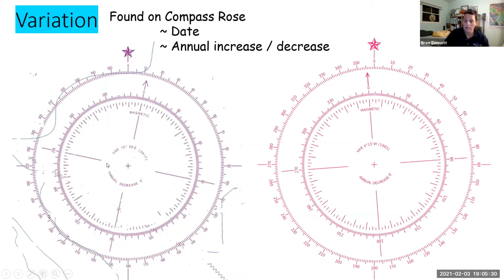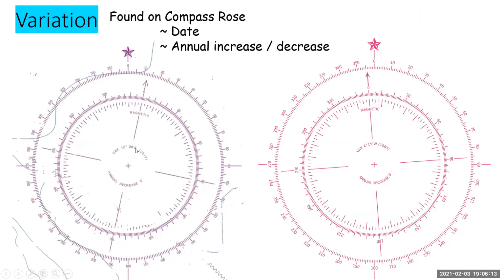For our purposes, we are going to use a variation of a whole degree, so we are going to round to the nearest degree. In this case, we'd have 12 degrees, 0 east, but I have a decrease of 5 minutes per year. So over the last 4 years, I would have decreased 20 minutes, right? So 12 degrees, 0 minus 20 minutes, I'm still going to have 12 degrees. So we're still using 12 degrees east.